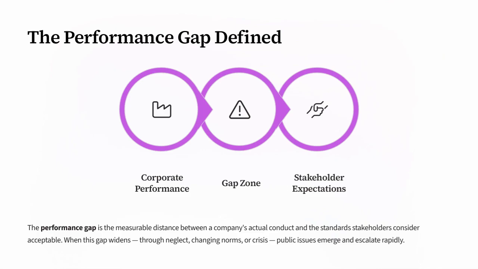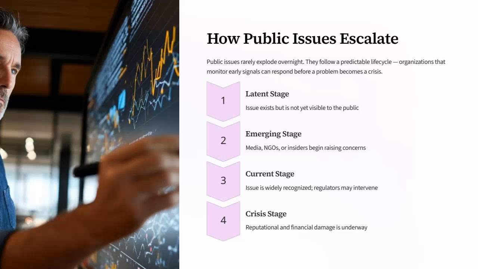emerge and escalate quickly. Public issues usually develop in stages rather than appearing without warning. The key opportunity is early detection. During the latent stage, the issue exists but remains largely invisible. It then emerges as media, NGOs, or insiders begin raising concerns. In the current stage, the issue is widely recognized and regulators may become involved. Finally, the crisis stage begins, with reputational and financial damage already underway. Understanding this progression helps organizations monitor signals, engage stakeholders, and respond before a manageable concern becomes a full-scale crisis.